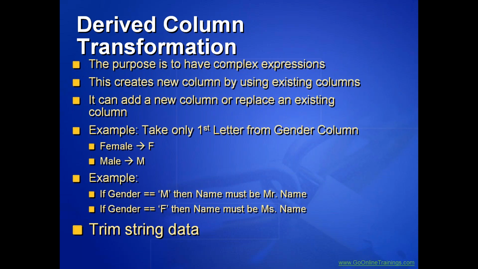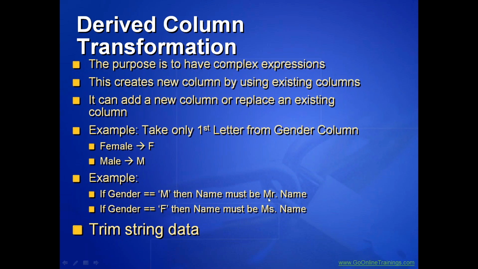Derived column transformation. The purpose is to have complex expressions. This creates a new column by using existing columns. It can add a new column or replace an existing column. An example is taking only the first letter from the gender. The source has female, but in the destination I want only the first letter. So I would like to apply some kind of expression to get the data.